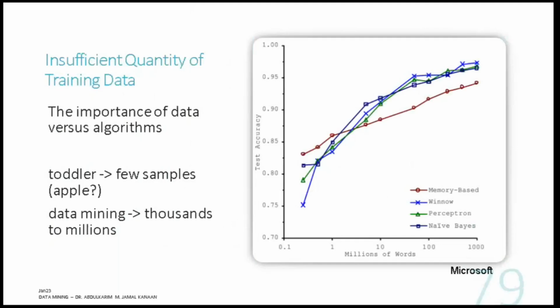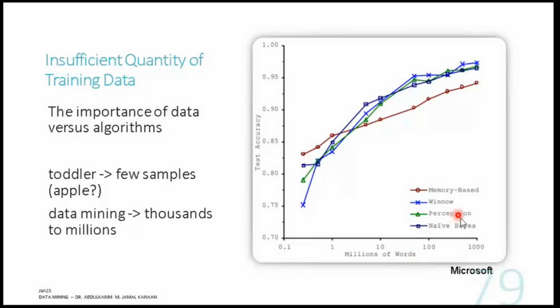Okay, here is another example, this one from Microsoft. As you see, the more data you have, the accuracy starts to increase. This is about the test accuracy. We're also going to talk about how we usually split our data into training and testing portions. Here, when they apply the algorithm on the testing portion, the accuracy starts to increase as they increase the amount of data that they have.